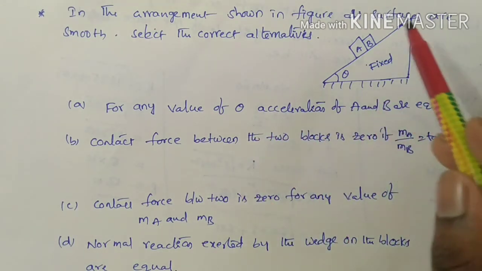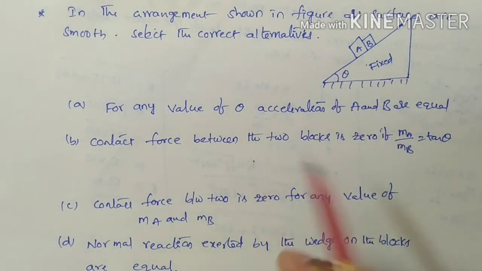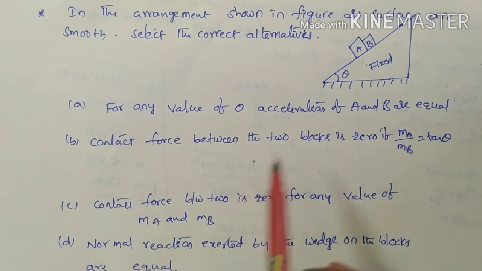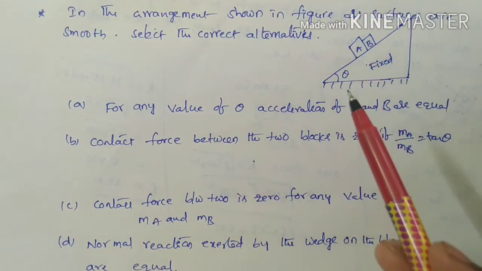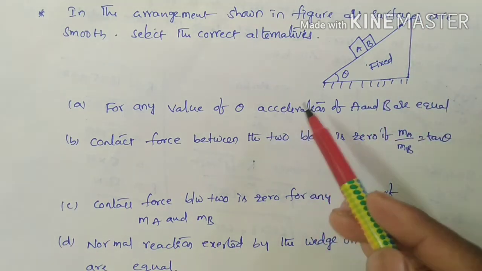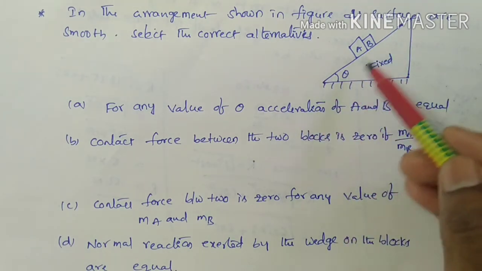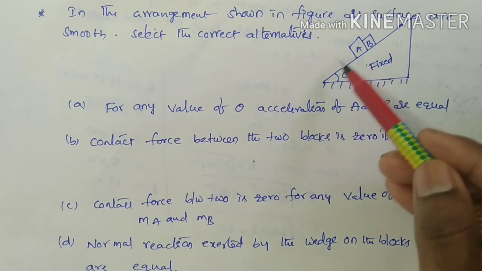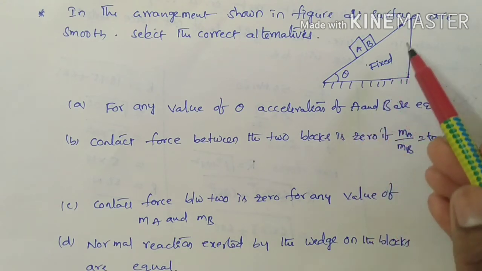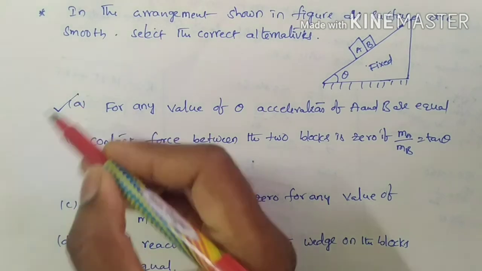That means for the angle of inclination, after the sliding, for all angles, the acceleration of A and B are equal. That is the meaning of that statement. After motion, because these two are placed on a smooth inclined plane, there is no frictional force between them. If body A moves downward, automatically B also moves downward. So these two move with equal accelerations. That is right. So option A is right.